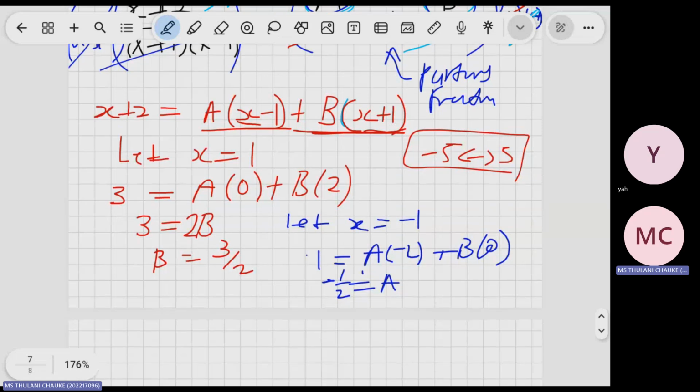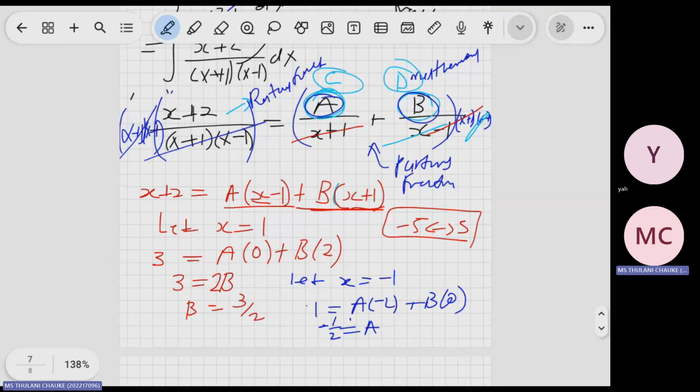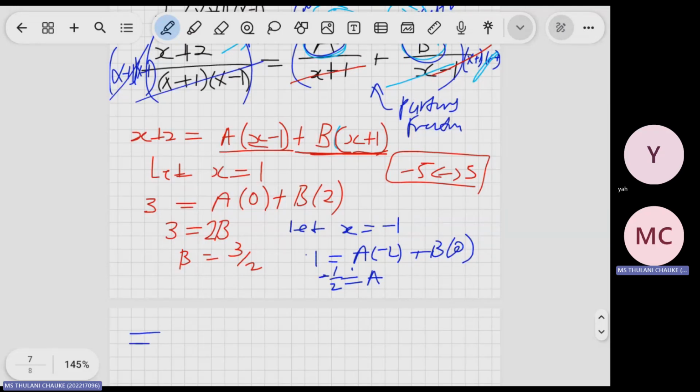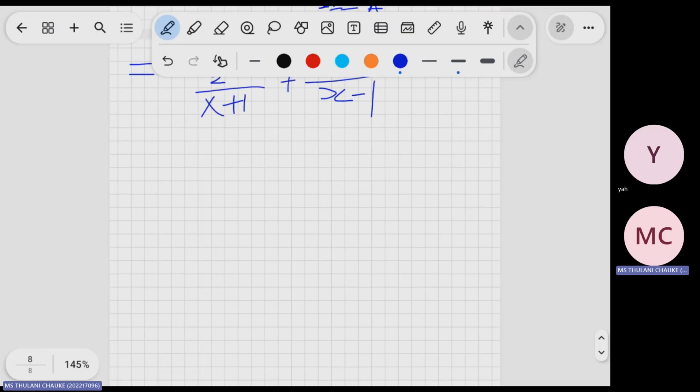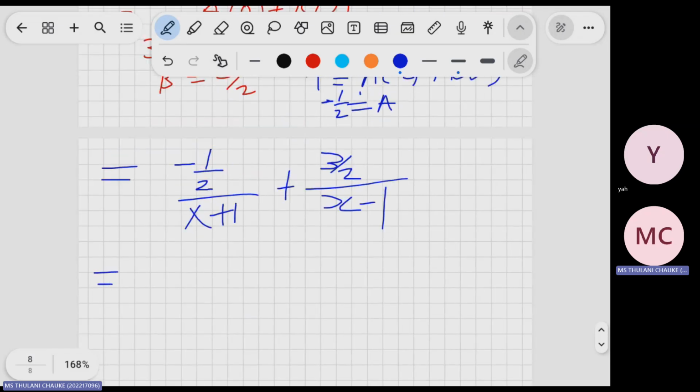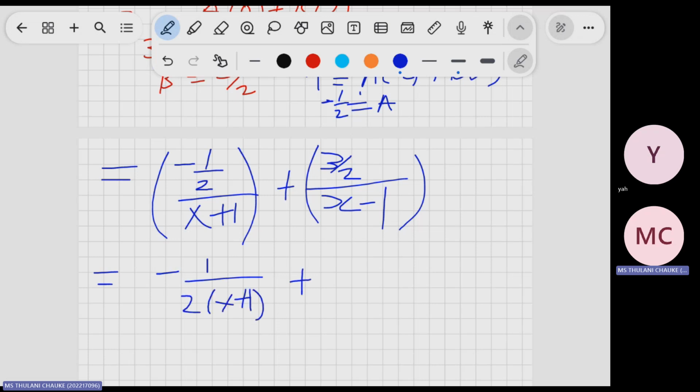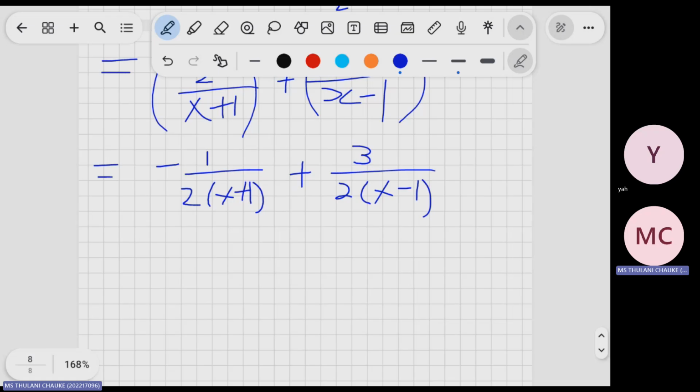Then from there, you just replace the value of A and the value of B. So we know A is negative 1 over 2, over x plus 1, plus B is 3 over 2, over x minus 1. Let me scroll, we'll come here. If you simplify this part, you will have 1 over 2 into x plus 1 plus 3 over 2 into x minus 1.